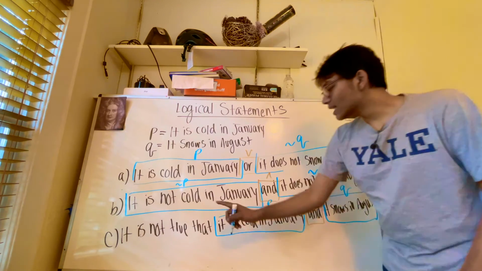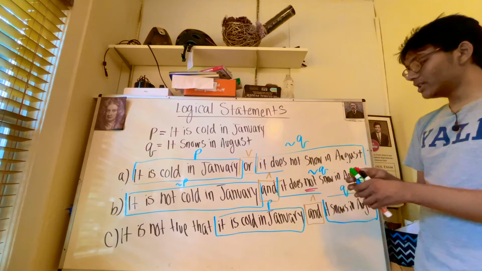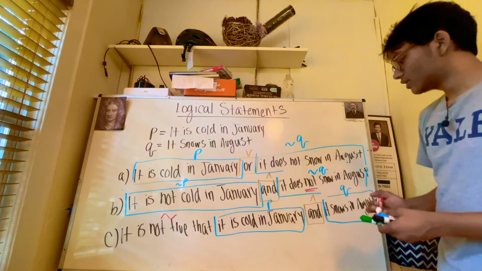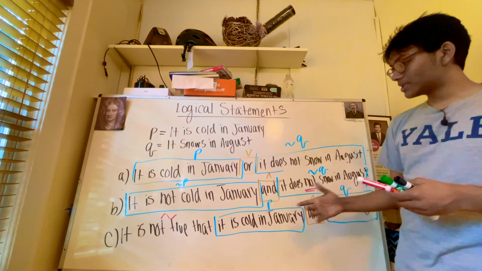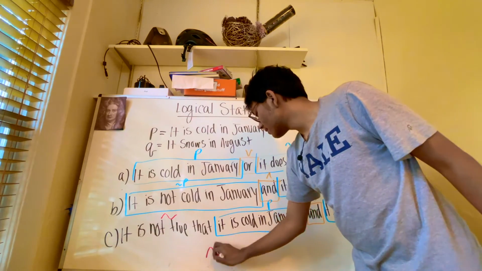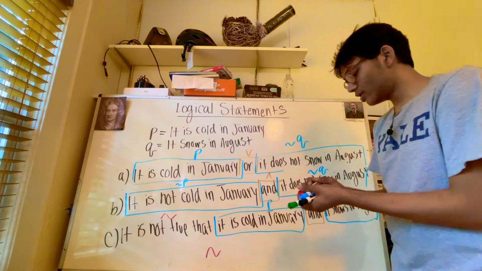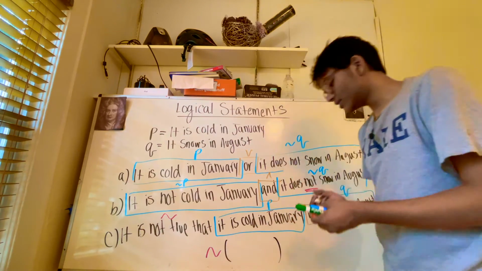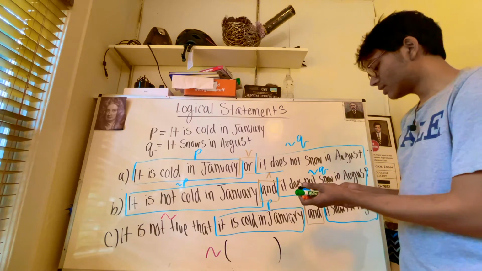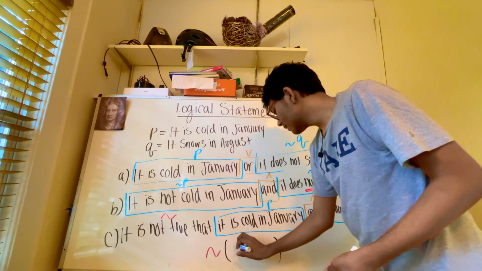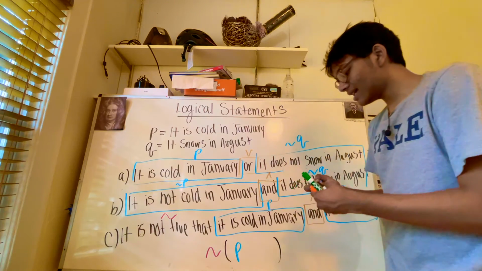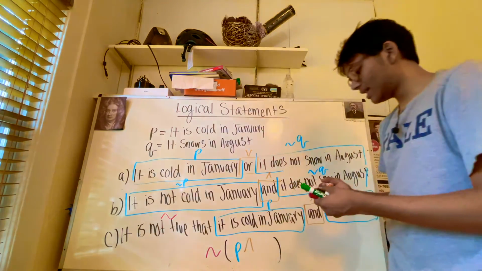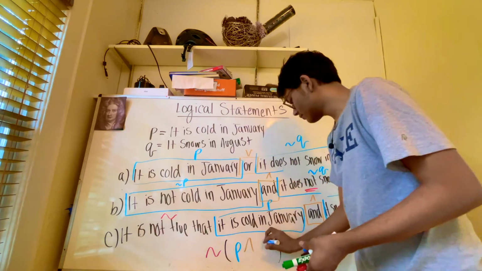So it is not true. So when we hear the word not, well, we immediately think of the negation symbol. So what's the final symbolic way to represent the last statement? It's the negation symbol. And then we write parentheses, because we're negating both statements. The negation symbol, parentheses, P and Q, right? What's the symbol for and? It's this one. P and Q.